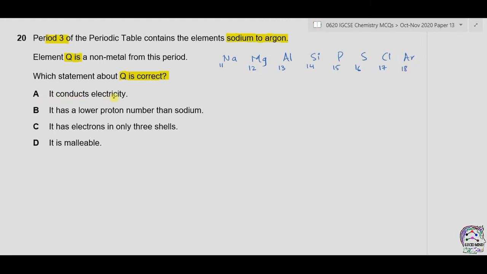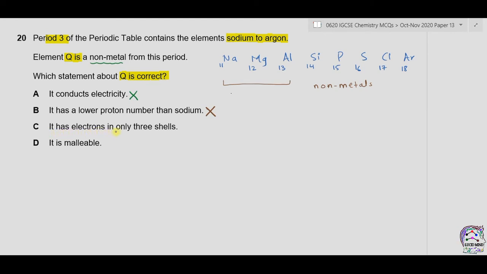A. It conducts electricity. As Q is a non-metal and non-metals do not have free electrons, it does not conduct electricity. B. It has lower proton number than sodium. We can see that at the start we have metals, then we have non-metals. As proton number is increasing from metals to non-metals, Q must have higher proton number than sodium. So it is also incorrect.